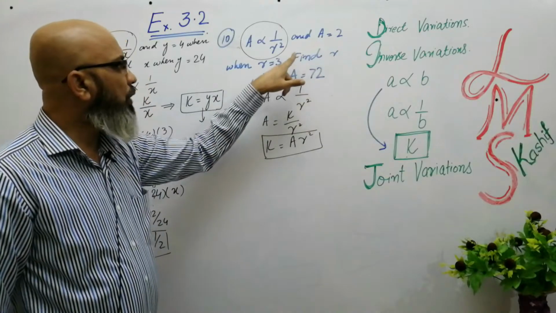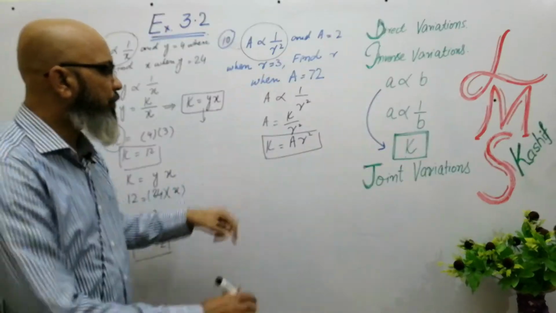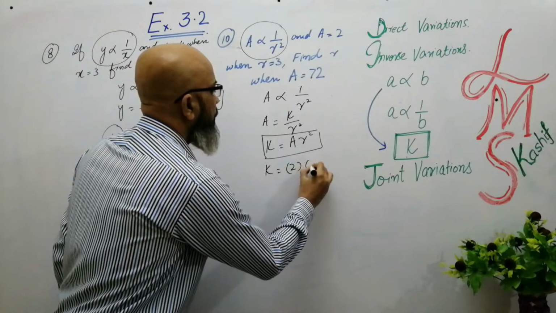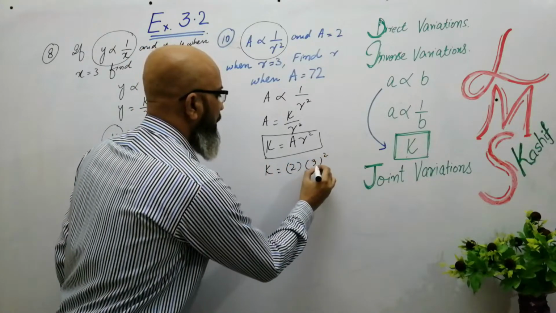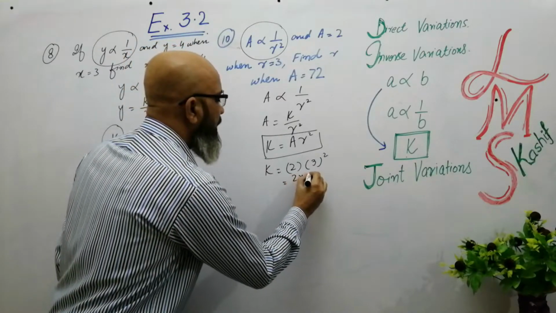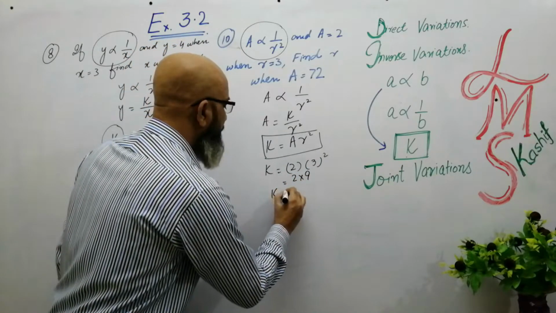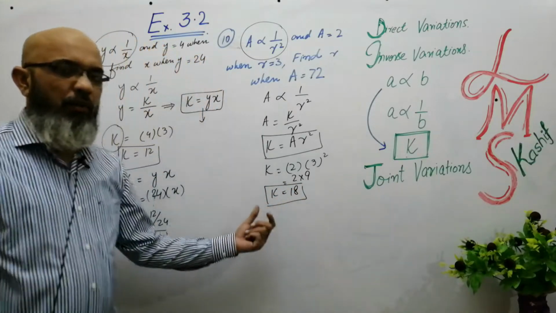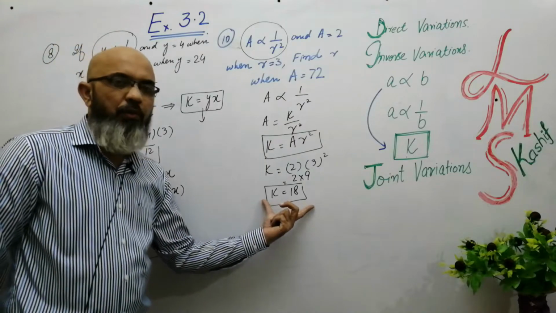So what is the value of a? The value of a is 2 and the value of r is 3. So put the value 2 into 3 square. What is 3 square? 3 3s are 9. 2 multiplied by 9. So k is equal to 18. We get the answer, we find the value of k.